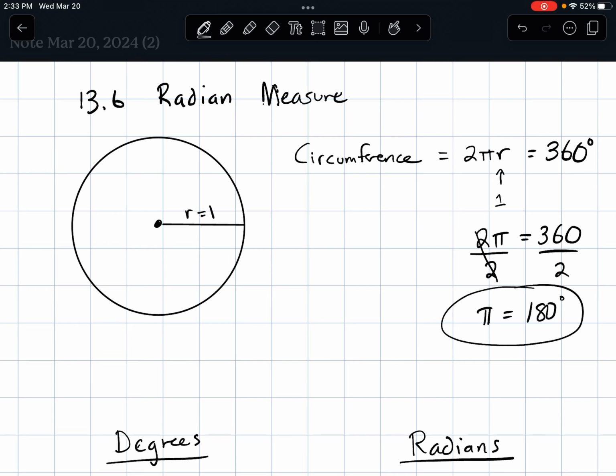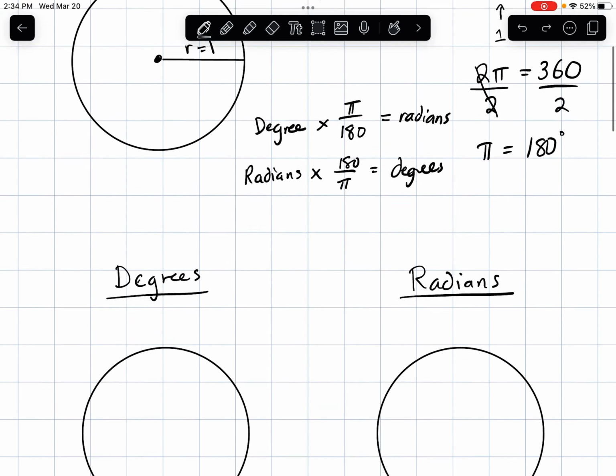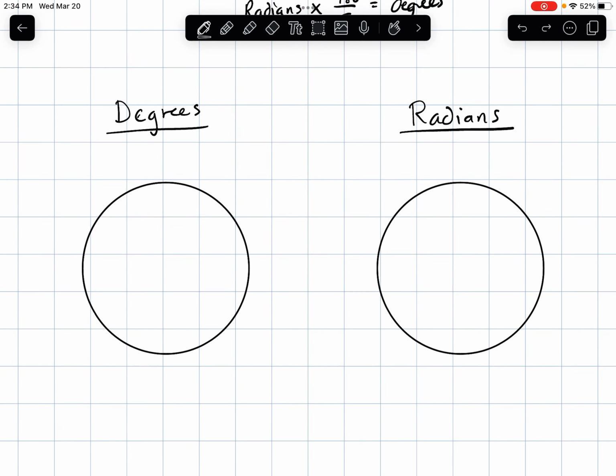So we can use this ratio as a kind of scale factor for getting back and forth between radians and degrees. If I have a degree measure, I can multiply it by pi over 180, and that will give me an answer in radians. And if I have something that's in radians, I can multiply that by 180 over pi, and that's going to give me an answer that's in degrees. So this is our conversion factor, how we get back and forth between radians and degrees, okay?